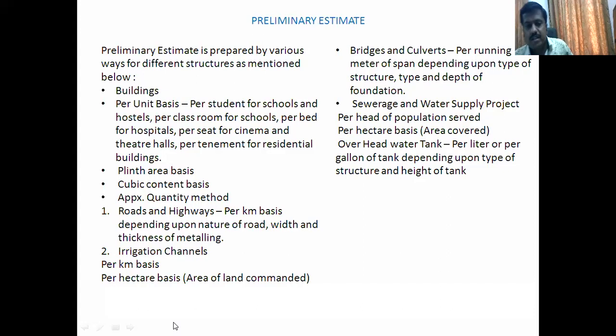Sorry for the disturbance. So in the service unit method, we are basically dealing with the units, per unit ज्याला म्हटलं जातं. ठीक आहे, त्याचं एक्झाम्पल तुमचं स्कूल असेल किंवा सिनेमा हॉल्स असतील, यामध्ये तुम्ही कन्सिडर करू शकता. Secondly, in case of the roads and the highways, ठीक आहे, per kilometer basis depending upon the nature, width and thickness of the metals. Okay, now do you tell me the meaning of this word metalling or metals?